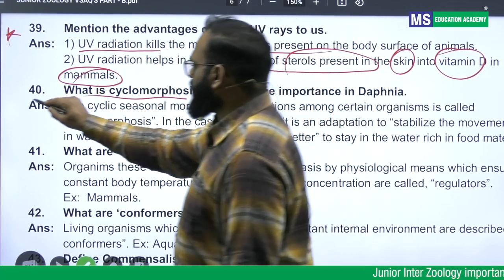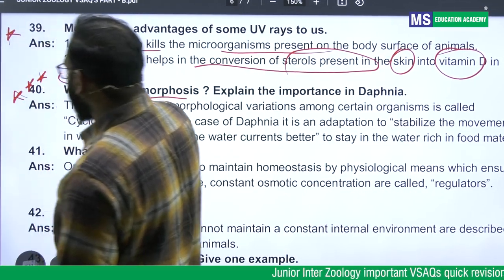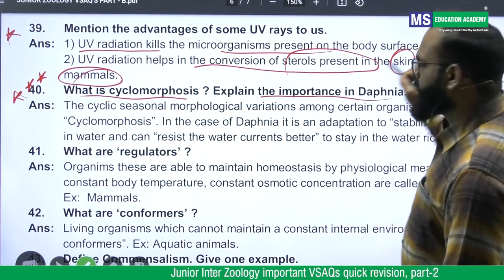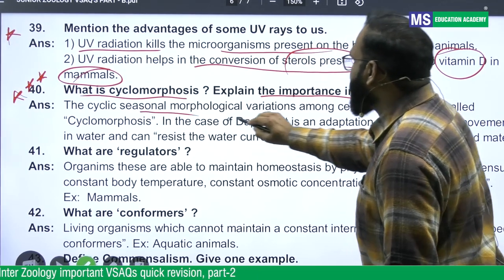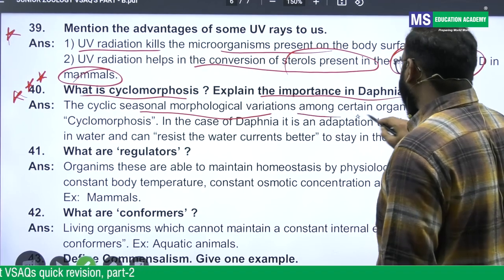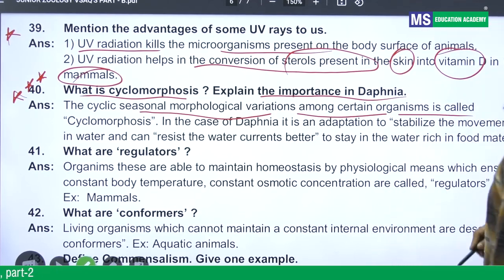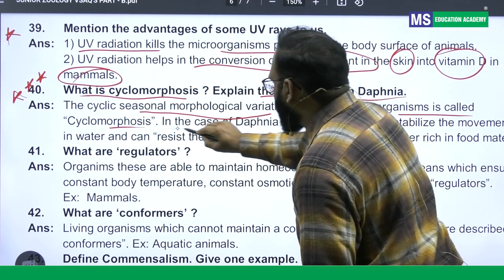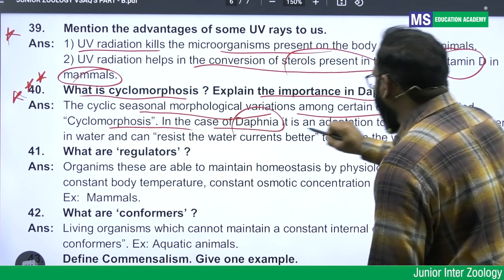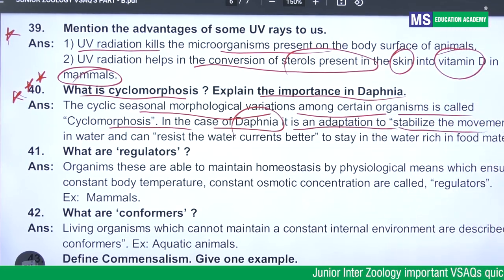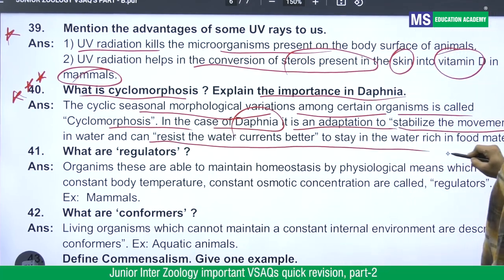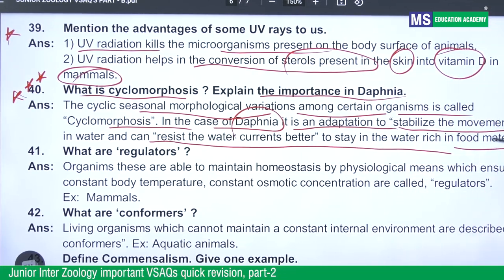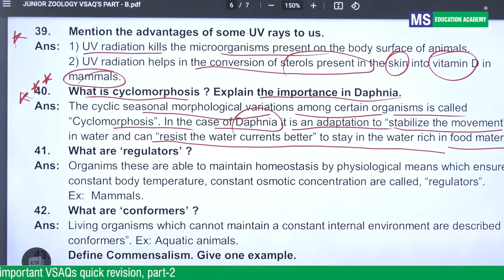What is cyclomorphosis? Another important question, students. Explain the importance in daphnia. Cyclic seasonal morphological variations among certain organisms is called cyclomorphosis. In the case of daphnia, it is an adaptation to stabilize the movement in water and can resist the water currents better to stay in water rich in food materials.